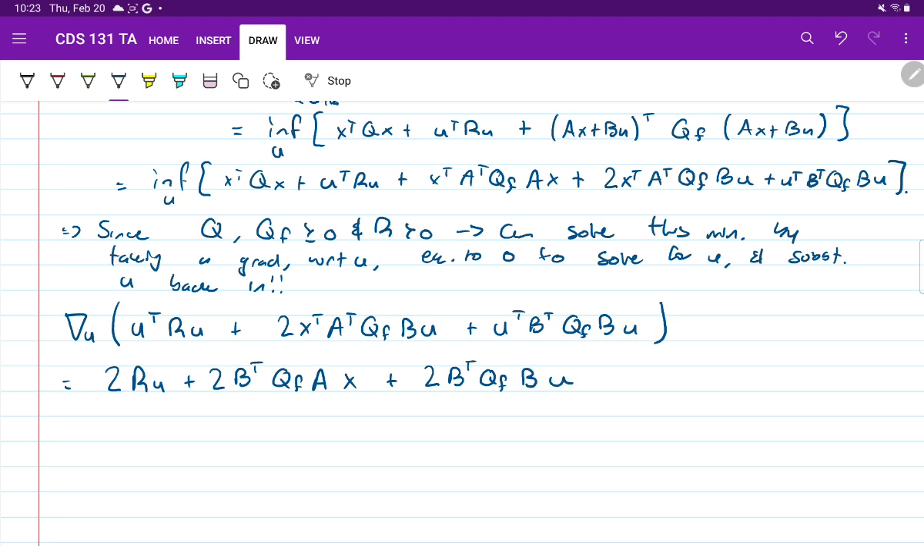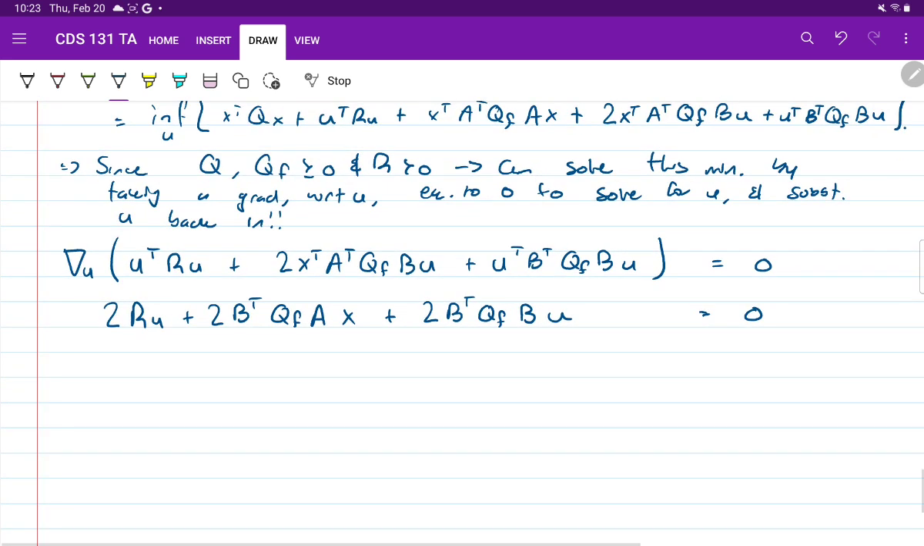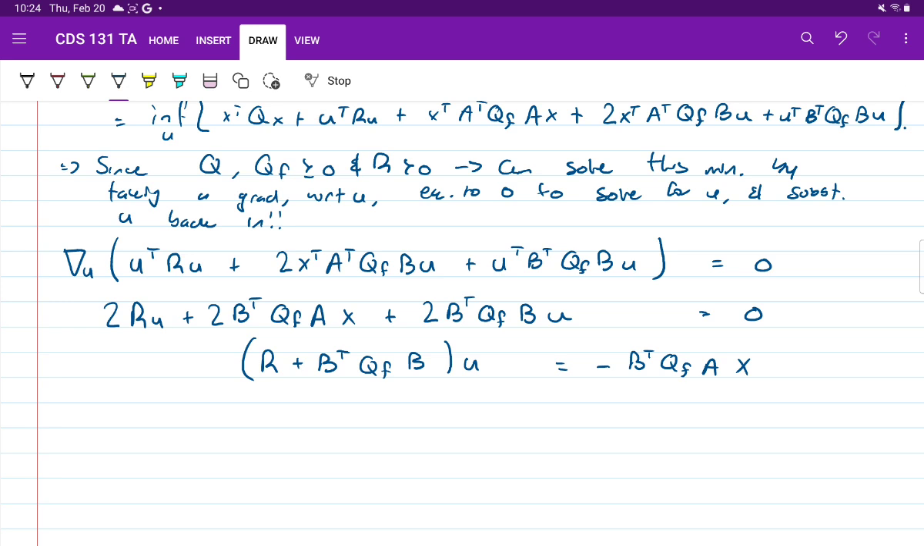Now let's equate this with 0 and solve for my input u. First I'll drop all of these 2's and collect all the terms that have u on them. If I do that, I find that (R plus B transpose Q_f B) multiplied by u equals minus B transpose Q_f A times x, if I bring this other term over to the other side and cancel out all the 2's.